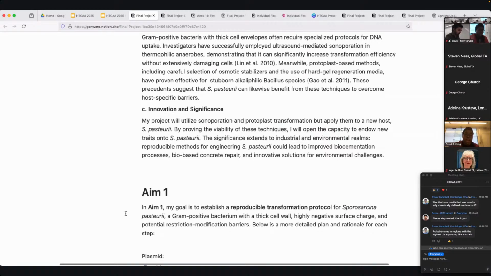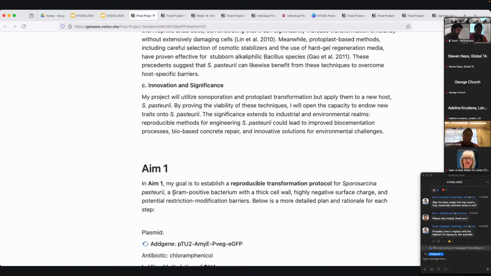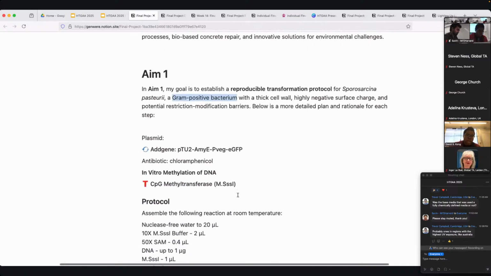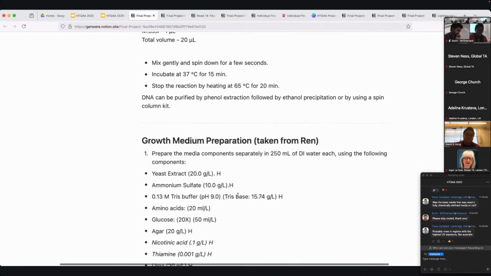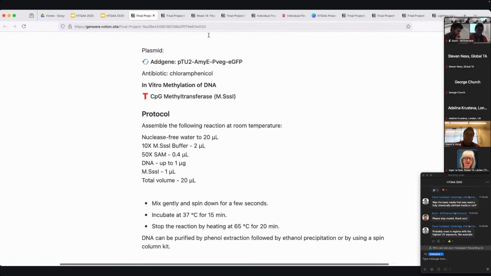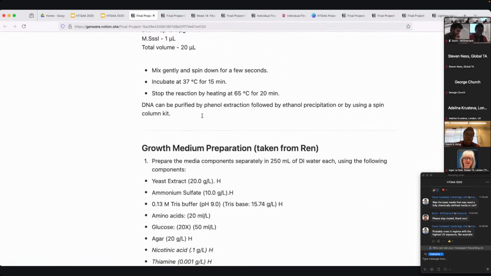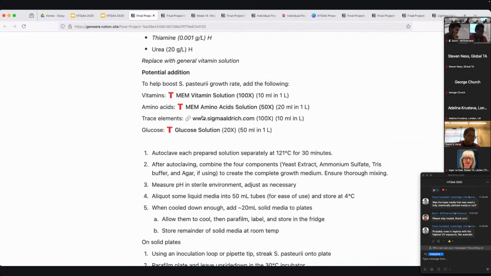Okay, yeah, and so my aim one was on producing a transformation protocol for S. pasteurii. Notably, it is difficult because it is a gram-positive bacteria, which means it has a very thick cell wall compared to E. coli. And so I used a pretty simple plasmid. I believe it's this one. I believe it was P-veg. And so then I grew S.